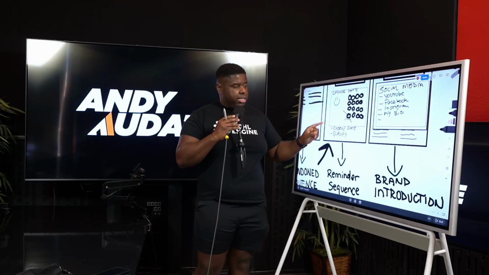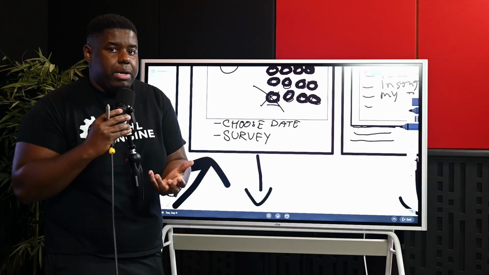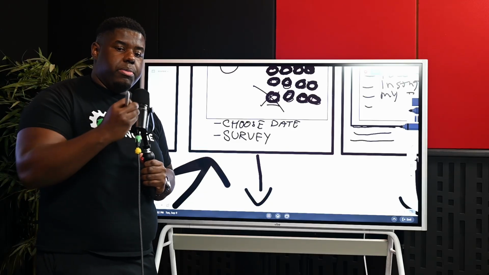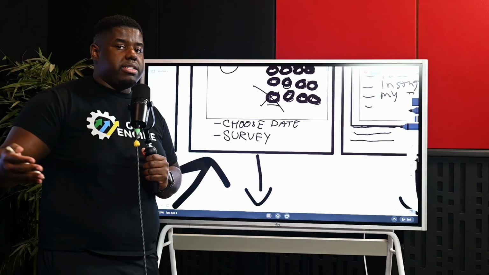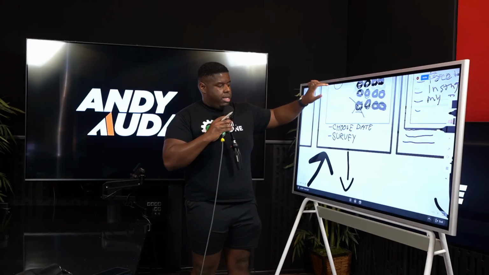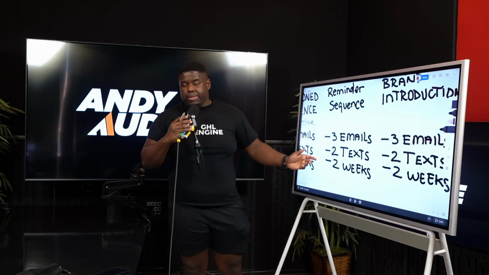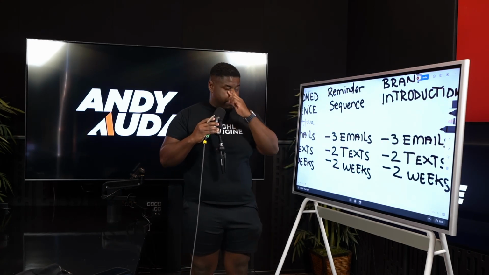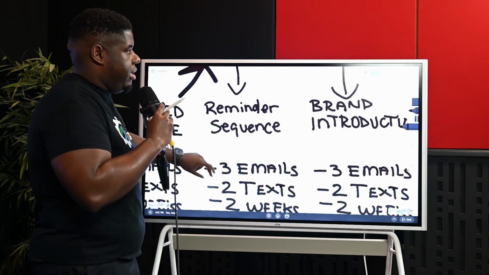Because they scheduled the appointment, they're going to fill out a survey so that you can learn more about them. So before you actually meet with that person, inside of the CRM you're going to be able to see their background and any important information that helps you close the deal and add value to their business. Then they're going to get a reminder sequence. That reminder sequence is going to be 3 emails and 2 text messages over the course of 2 weeks, reminding them of when the appointment is and to show up to the appointment that's coming up.